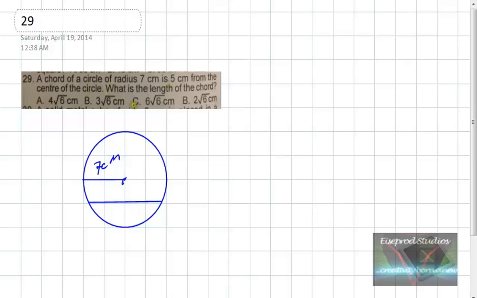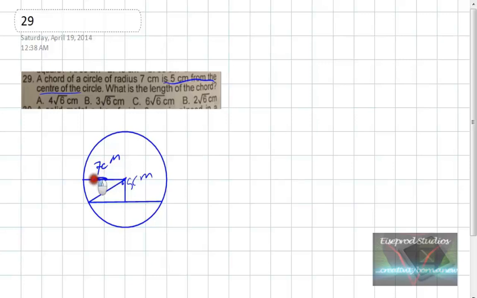And the chord is 5 centimeters from the center of the circle. So that means that this distance is 5 centimeters. Let me draw a different chord to make this a little more visible. If the radius is 7 centimeters, that means that from the center to any edge of the circle, it's 7 centimeters. So this line would be 7 centimeters, as well as this new diagonal line that I just drew. That would also be 7 centimeters.